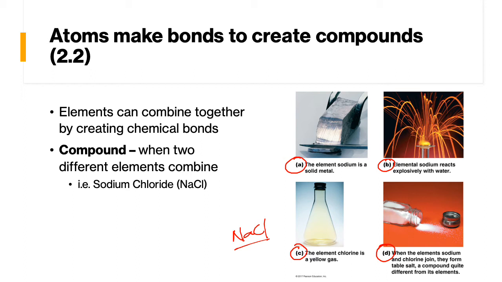So when we create compounds, we have combined two different elements. Usually those elements are always combined in very specific ratios. And in the case of sodium chloride, or NaCl, we've created a compound that acts very different from its independent elements. But let's actually talk about how atoms create bonds in the first place.